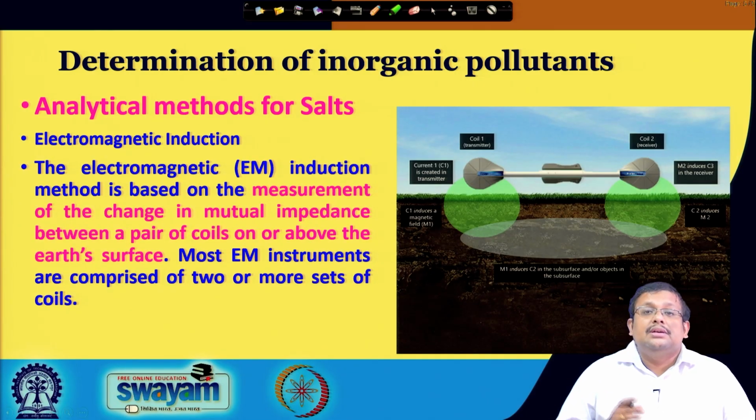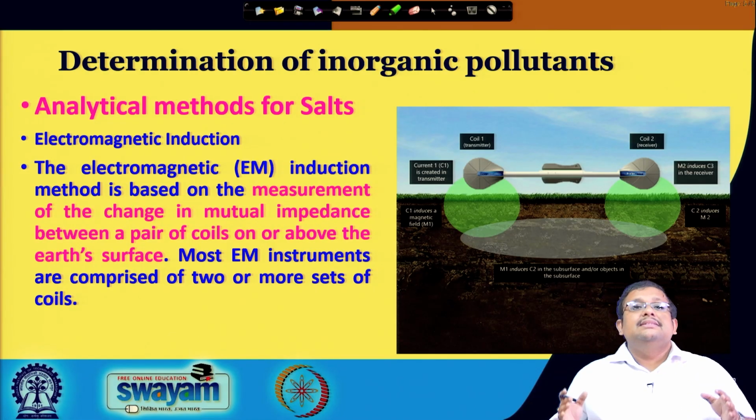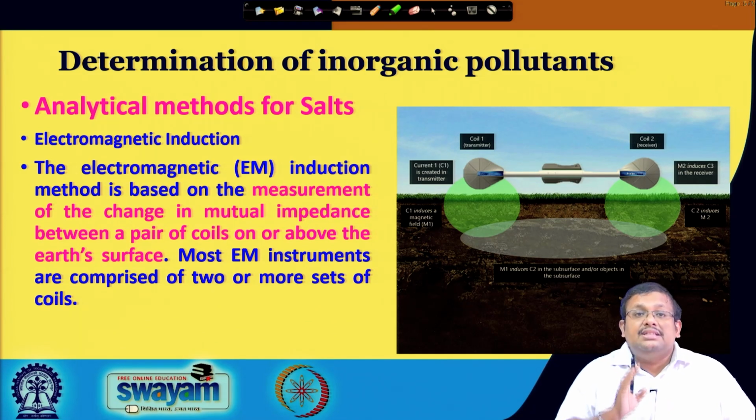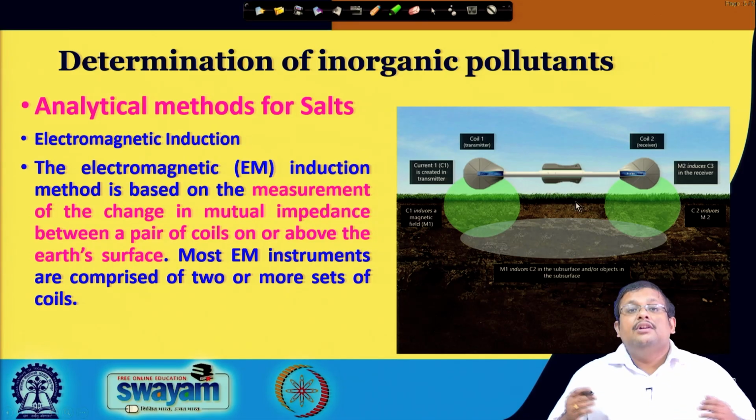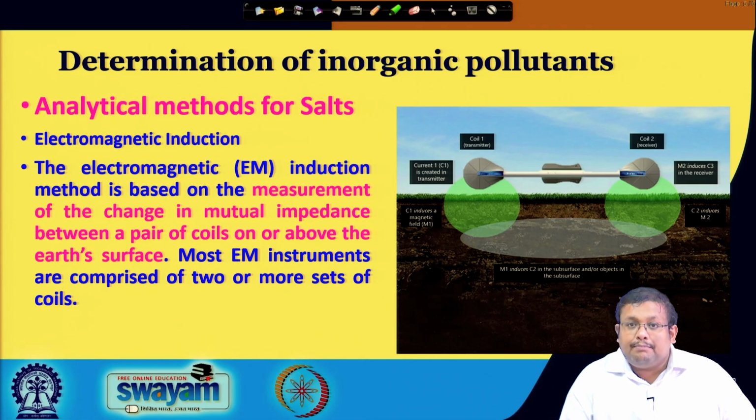So, how do we use this principle in the actual measurement of soil salinity? Let us see this. The electromagnetic induction method is utilized in the EM sensor for soil science. This method is based on the measurement of the change of mutual impedance between a pair of coils on or above the earth surface. You can see here an electromagnetic induction instrument. Through this instrument we can measure the change of mutual impedance between a pair of coils. There is one pair, this is the first coil and this is the second coil.